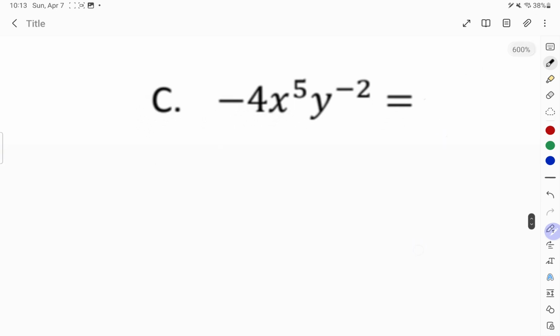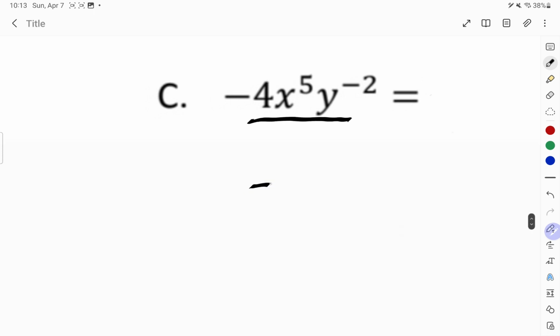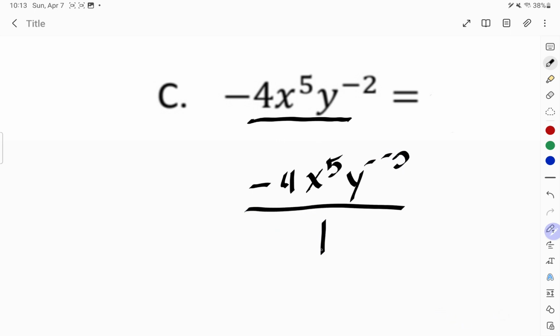All right. Now let's do the last one. This one we have multiple things. So what I'm going to do is pretty easy. I'm going to turn all of that into a fraction, which is going to be negative 4, x to the 5th, y to the negative 2, all over 1. Got to make sure everything's over 1.